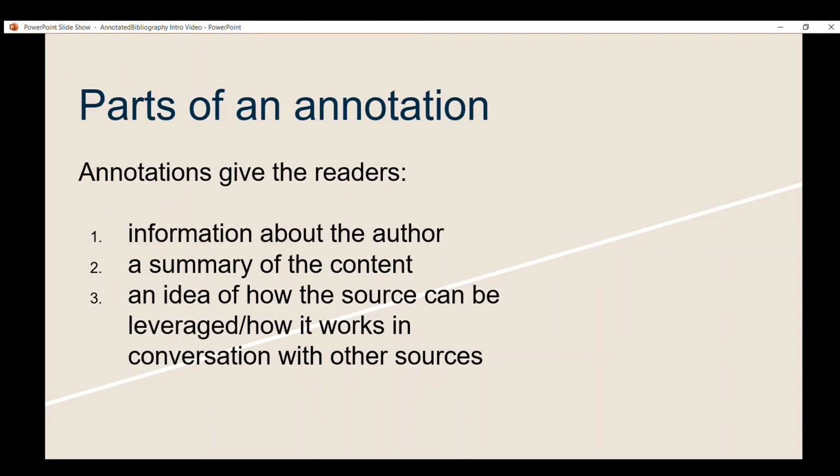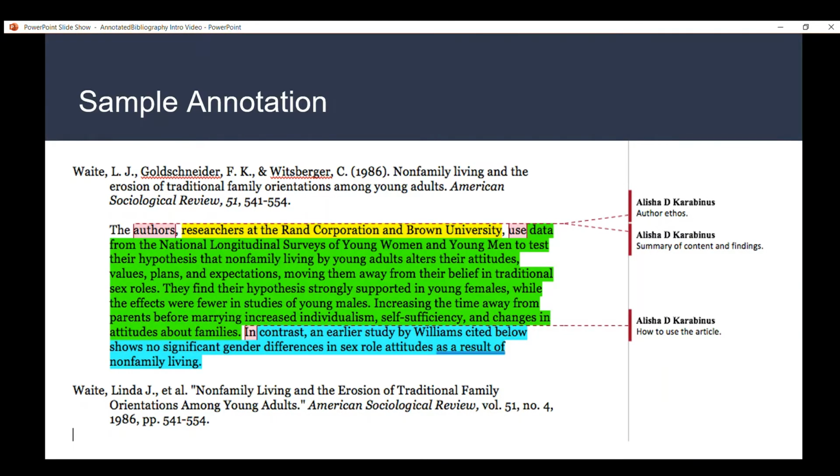And here is a sample annotation. Make your annotations just like this one. First, there is the author ethos, or who the authors are and why they are credible, highlighted in yellow. In this case, the authors are university researchers. Then, there's a summary of what the scholarly article says, highlighted in green.